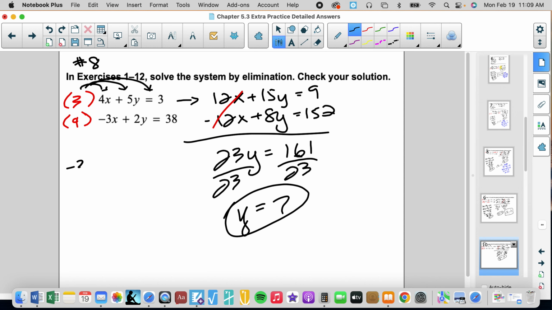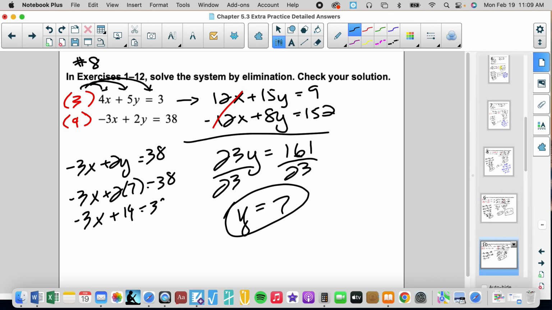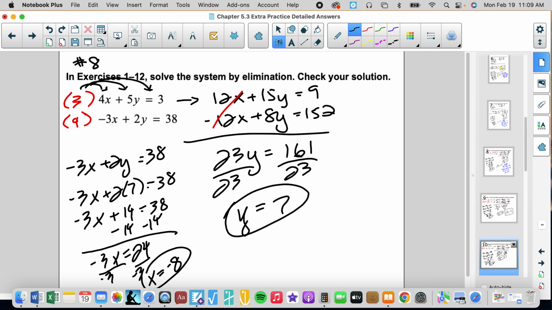And let's pick an equation. 38, plug in 7 for y. Negative 3x plus 14 equals 38, minus 14. Negative 3x equals 24, divided by negative 3. X equals negative 8. So my solution should be negative 8, 7.